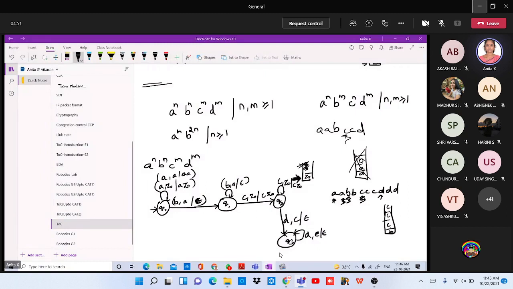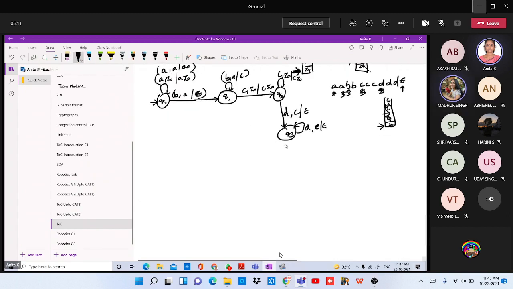At one point of time, what happens? All the stack elements will be popped. My stack pointer will be pointing to Z naught. If it is in a proper pattern, I'll be reaching epsilon here. Here epsilon, here Z naught: epsilon, Z naught, Z naught, Z naught. What should I do? Go to the final state, that is Q4.